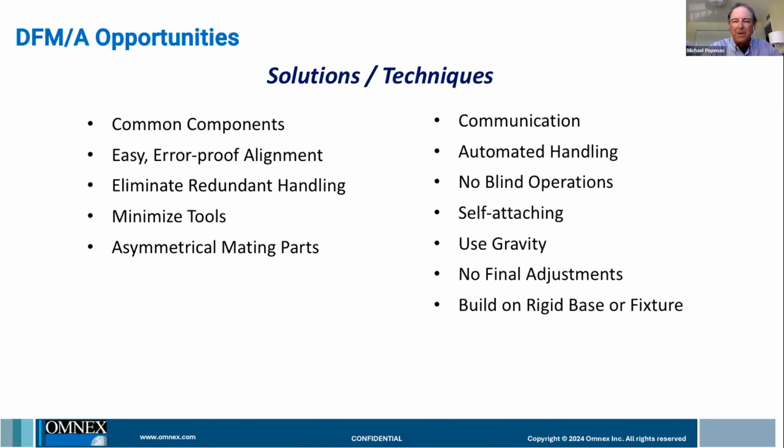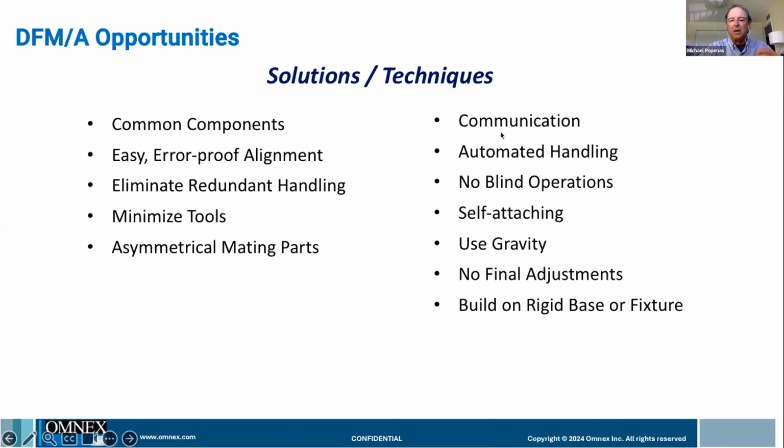Handling. How many times do I have to pick up the part and move it? How many times do I have to reorient it? Minimizing the number of tools. How many secondary and tertiary levels of tools, fixtures, jigs, tool bits do I need to put this stuff together? How about symmetry? I'm going to go asymmetrical or symmetrical. Symmetry of mating parts. We'll have some rules around those.